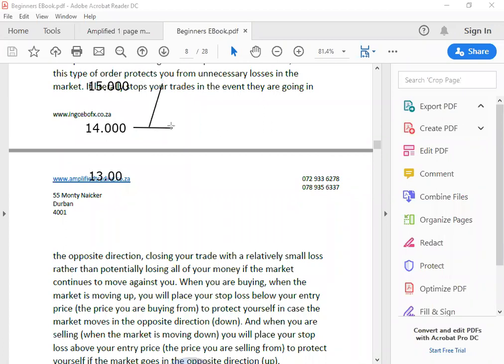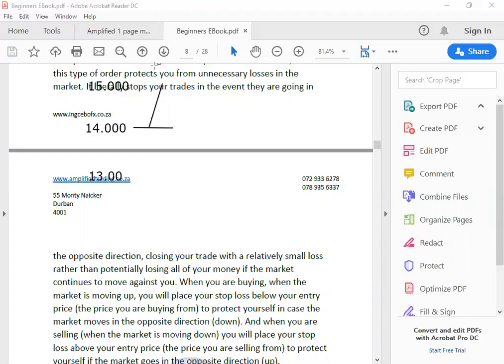So in this example, let's say we do reach that 15 Rand level, we're going to get taken out, right? The broker is going to automatically take us out with whatever profits we've made from 14 Rand to 15 Rand.